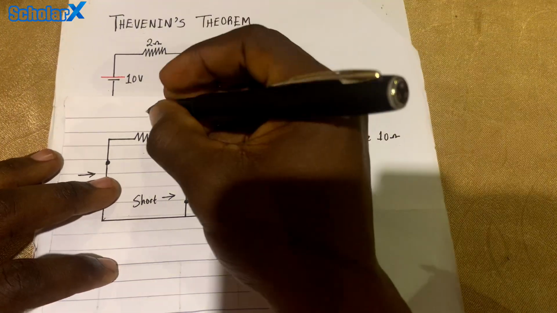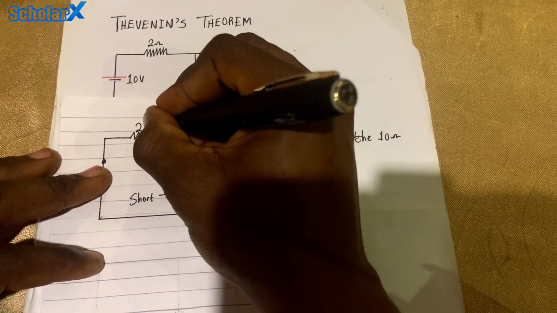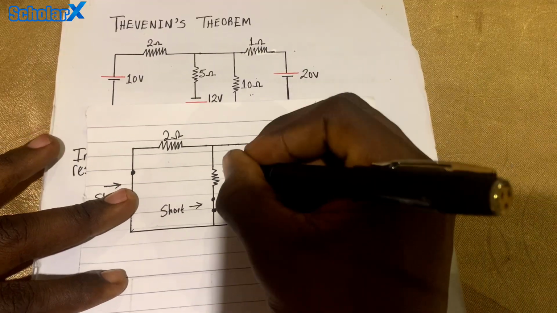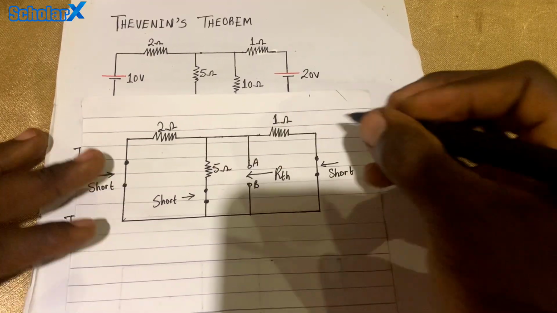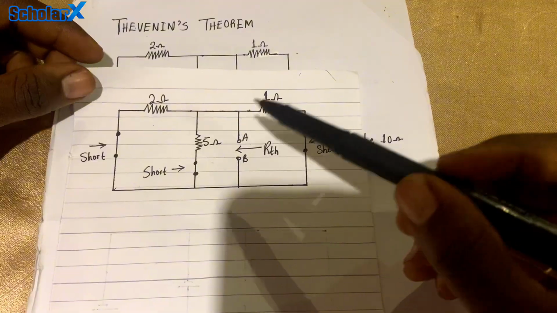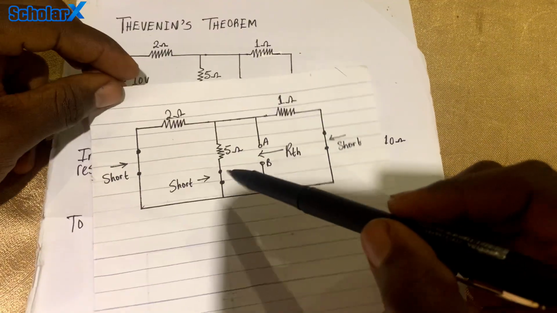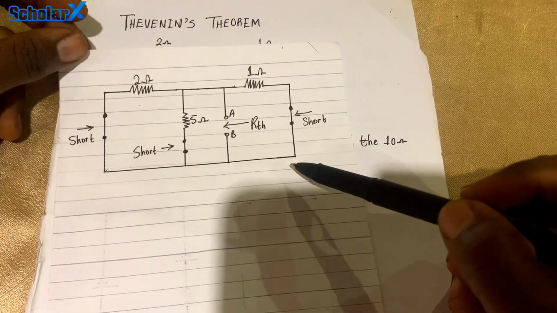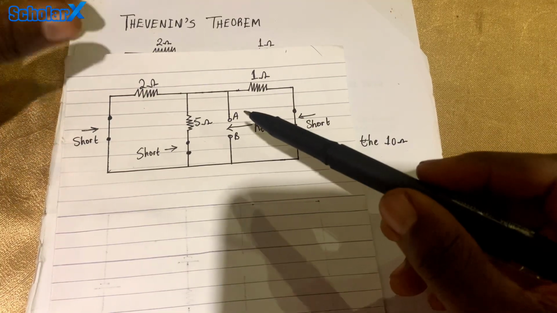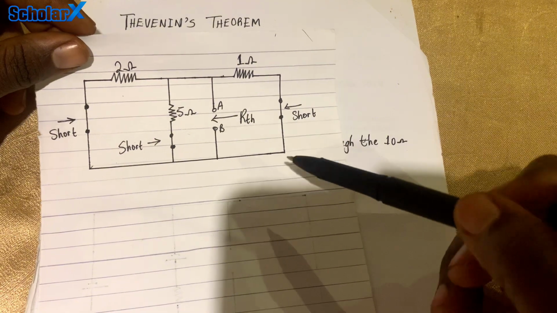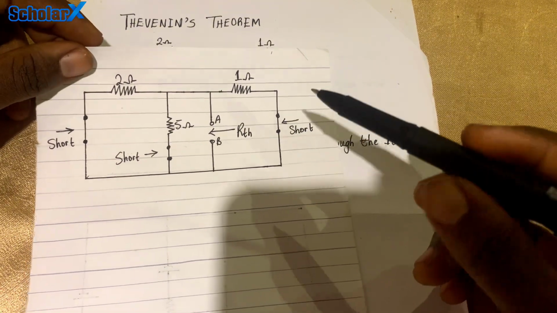So don't forget, this is 2 ohms. This is 1 ohm. This is 5 ohms, a 5 ohms resistor. So the first step for us to find the Thevenin's resistance is to short all the voltage sources. That means there will be no current or voltage flowing through those parts. So that's the first thing.